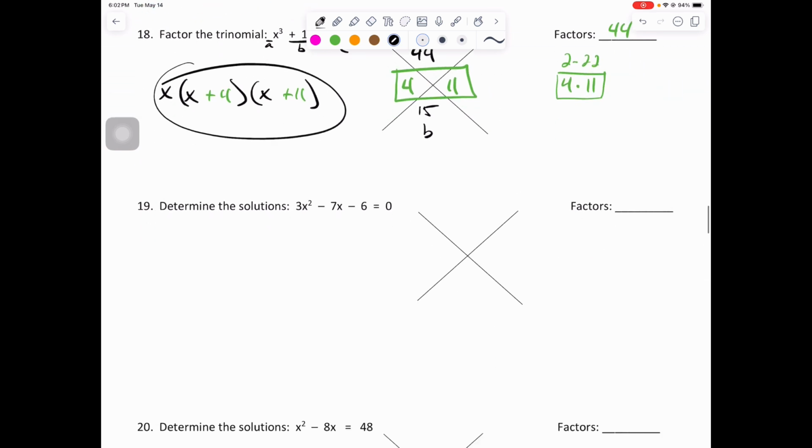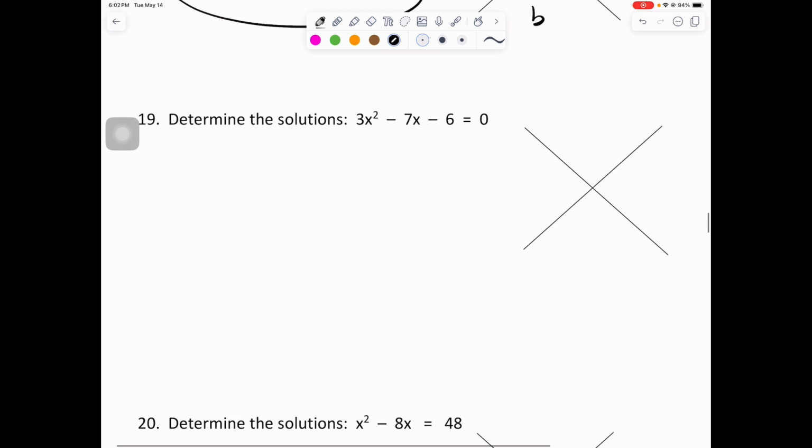Moving forward to number 19, determine the solutions. 3x squared minus 7x minus 6 equals 0. All right, key little factor here that I'm going to do just to show you something.